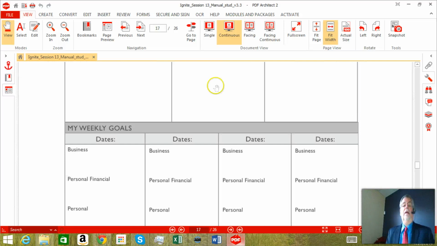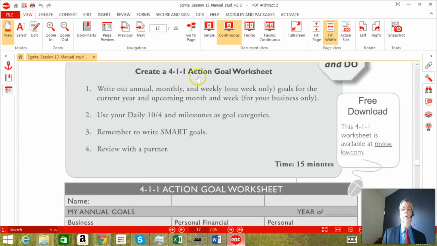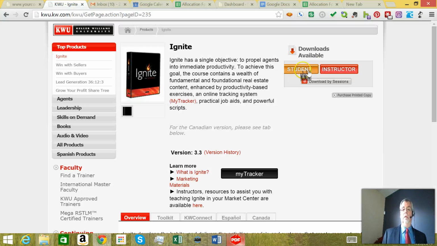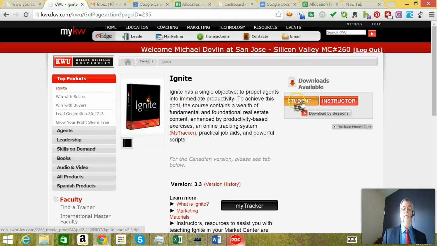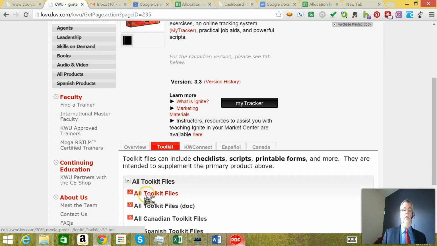Go back to the landing page, to the Ignite page again. Let me see what you clicked on. Okay, so you clicked on that, right? Student, I downloaded the file. And then you click on the student. Right, downloaded them. And then there's also a toolkit which you should also download.